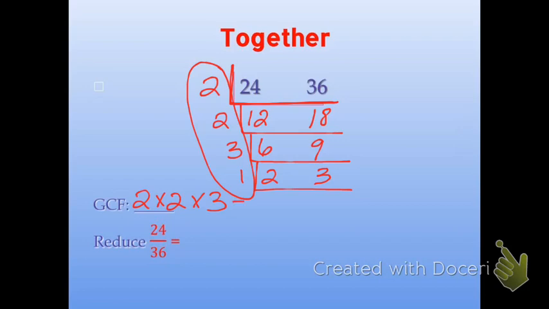So 2 times 2 is 4. 4 times 3 is 12. So the greatest common factor of 24 and 36 is 12. And if we were going to reduce the fraction 24 over 36, we would take it, divide it by 12, and we would get 2 over 3. So our reduced fraction is 2 over 3.